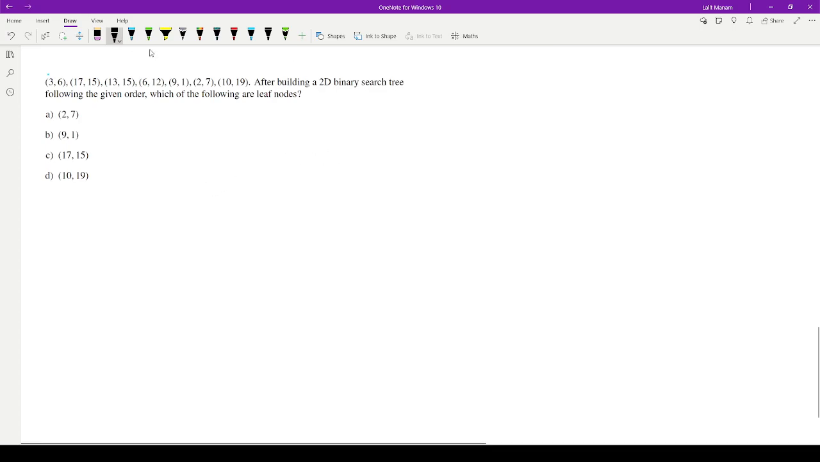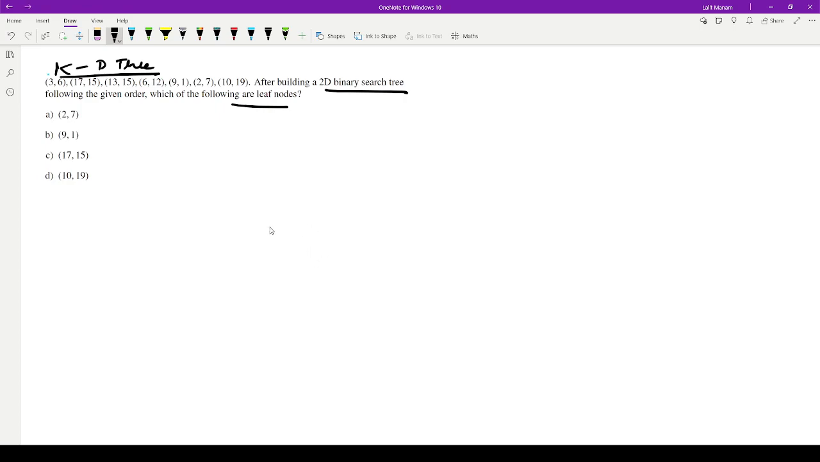So we have a question on KD trees, by the way. These points are given in a 2D plane, I mean, you have some two-dimensional features, and then you build a 2D binary search tree, and they ask which of the following are leaf nodes. So ultimately, you need to build a 2D tree and then find what the leaf nodes are. Does anyone remember how to do it?